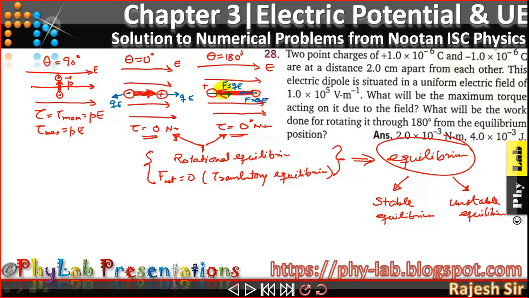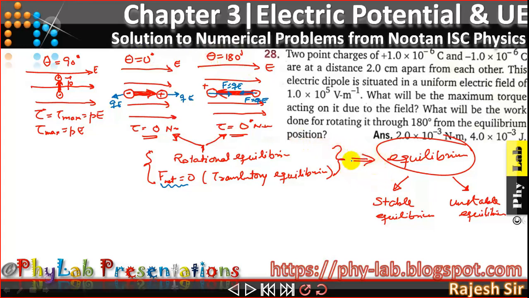Now you can see in both the orientations the forces are directed opposite to each other, whether here or here. In both the cases the forces are directed opposite to each other, so they cancel out each other. So that's the reason why the net force is zero. So in both of these orientations, whether theta is equal to 0 degree or theta is equal to 180 degree, the dipole is in translatory equilibrium as well as in rotational equilibrium. So I can say the dipole is in equilibrium position.